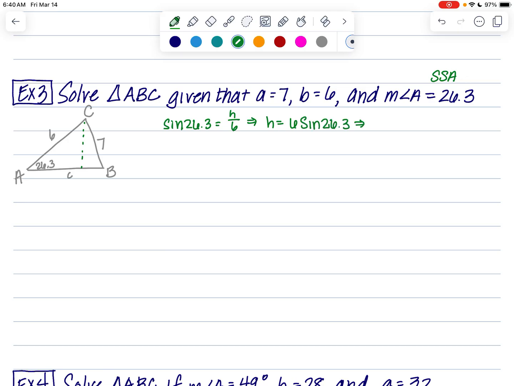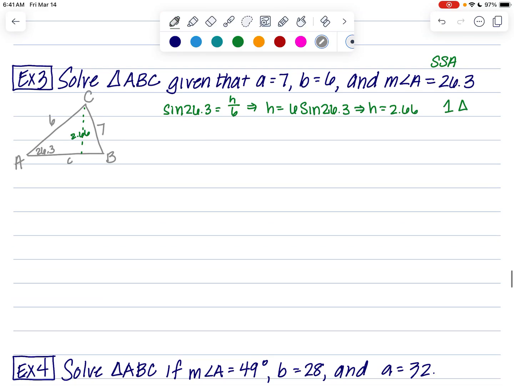So that means in this particular case, my height is 2.66. All right, so we compare this. My A value, 7, is greater than my height. My A value is also greater than the side that I was given, which is 6. So in that case, we do not have an ambiguous case for this one. We only have one triangle here, because that A value 7 is bigger than both the height and the other side that we were given. So we only have to find one triangle for this one.